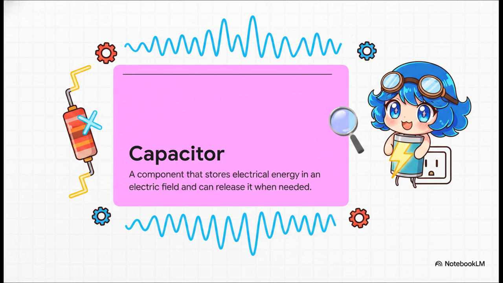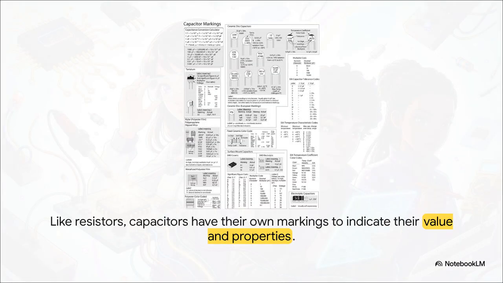And that ability is vital for everything from creating timers to smoothing out the power supply so sensitive parts don't get fried. And yep, you guessed it, just like resistors, capacitors have their own markings. Learning to read these little numbers and letters is another key step. They'll tell you everything you need to know, its capacitance, its voltage rating, and more. It's all part of becoming fluent in the language of electronics.